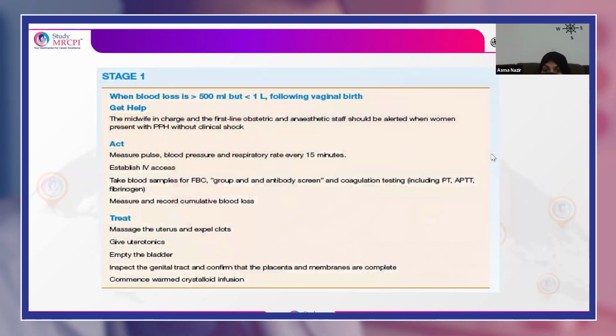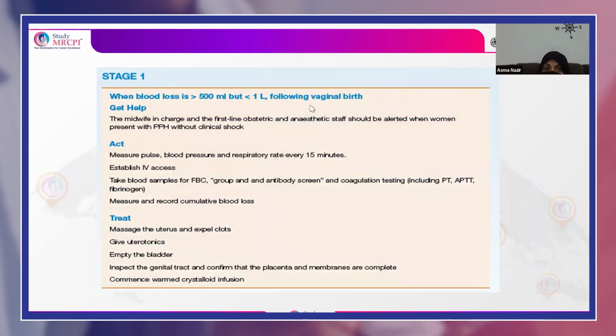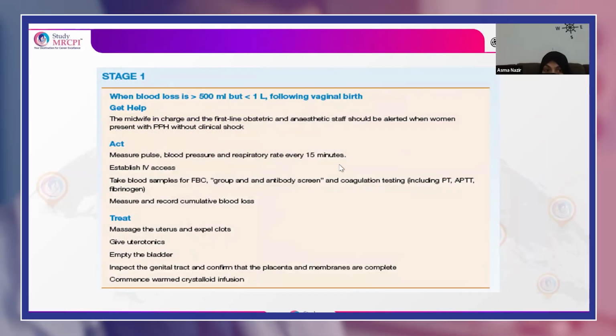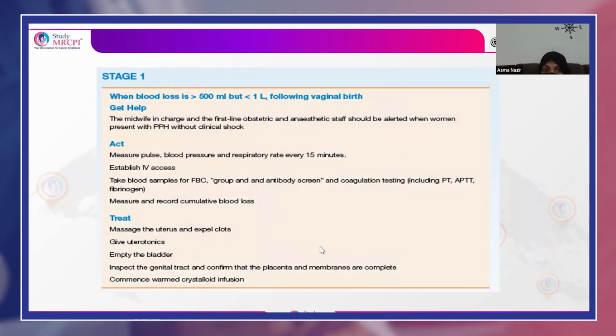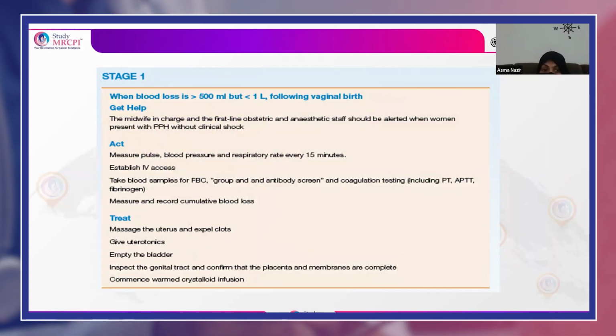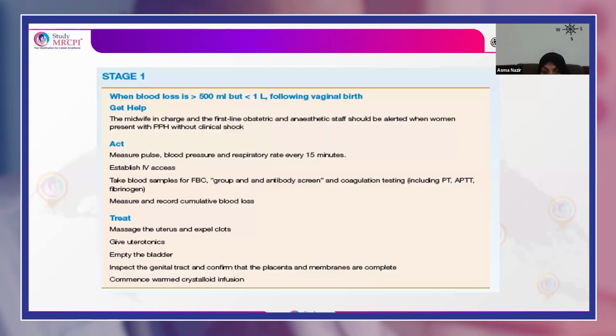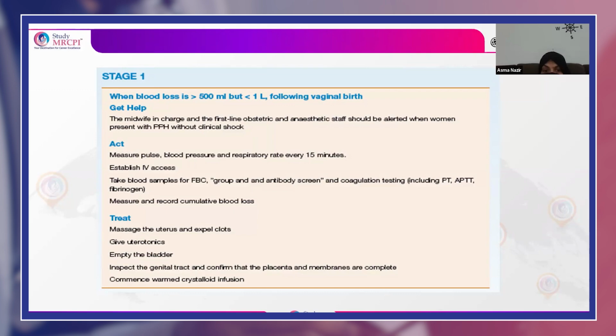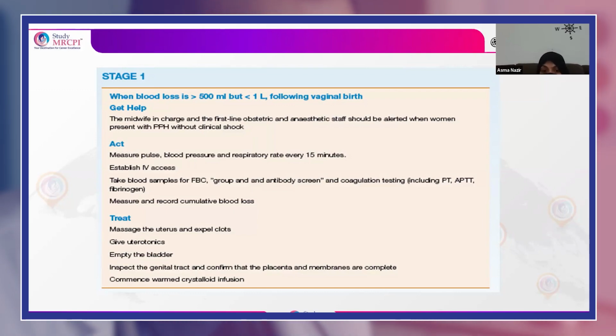These are some important protocols taken from the RCPI guideline, on what we have to do when the blood loss is more than 500 ml. We have to call for help. We have to measure the patient's vitals, secure the IV access, and take samples for full blood count, antibody screening, PT and APTT. Record the patient's cumulative blood loss, and we have to treat the patient: massage the uterus, expel the clots, give uterotonics, empty the bladder, inspect the genital tract, and confirm that the placenta and membranes are complete. Commence warm crystalloid infusion.